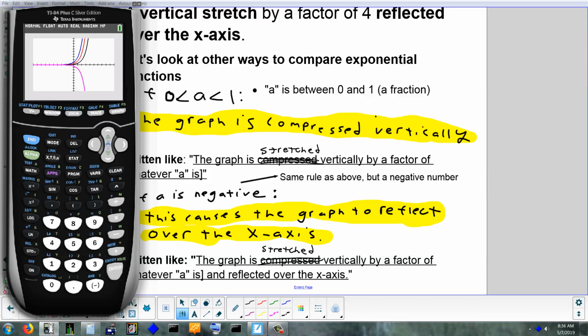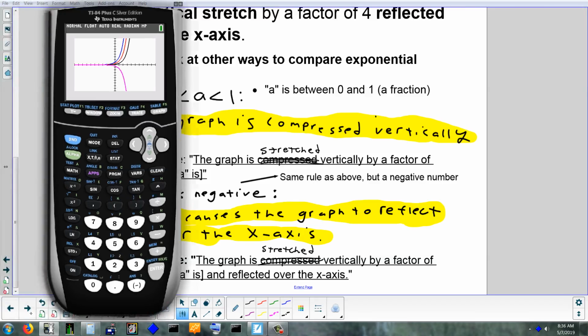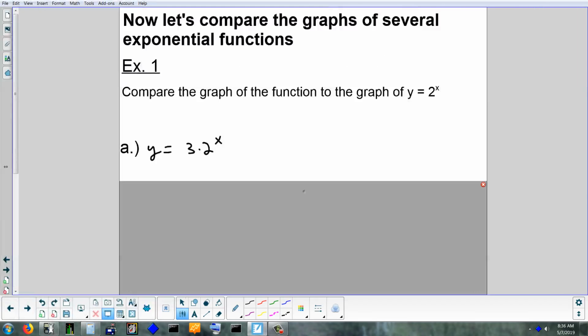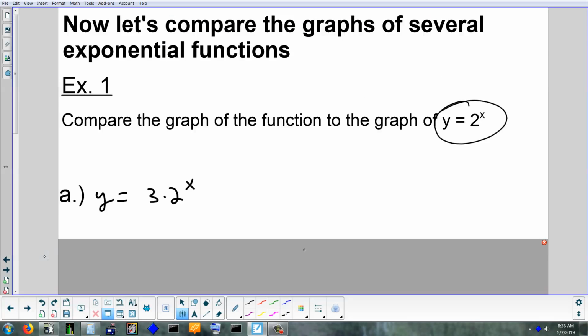All right, so let's write some of these out. This right here is what you're comparing everything to: 3 times 2 to the x, because that for A says 3 times 2 to the x. That needs to be more bold next time. Okay, or both? Yeah, it's the same. Overlap.